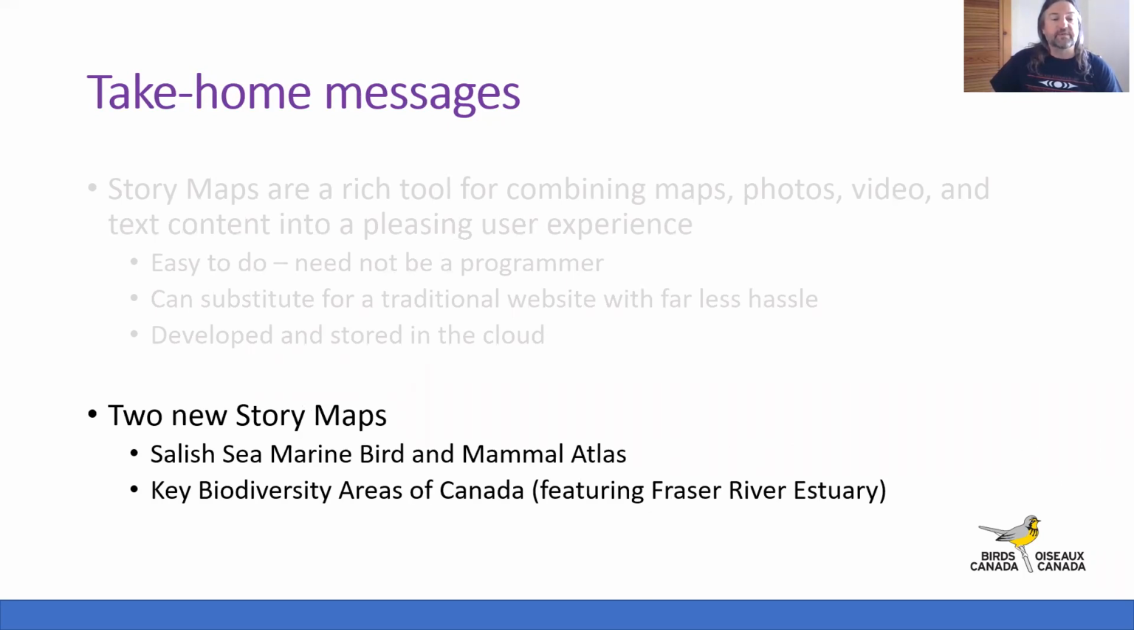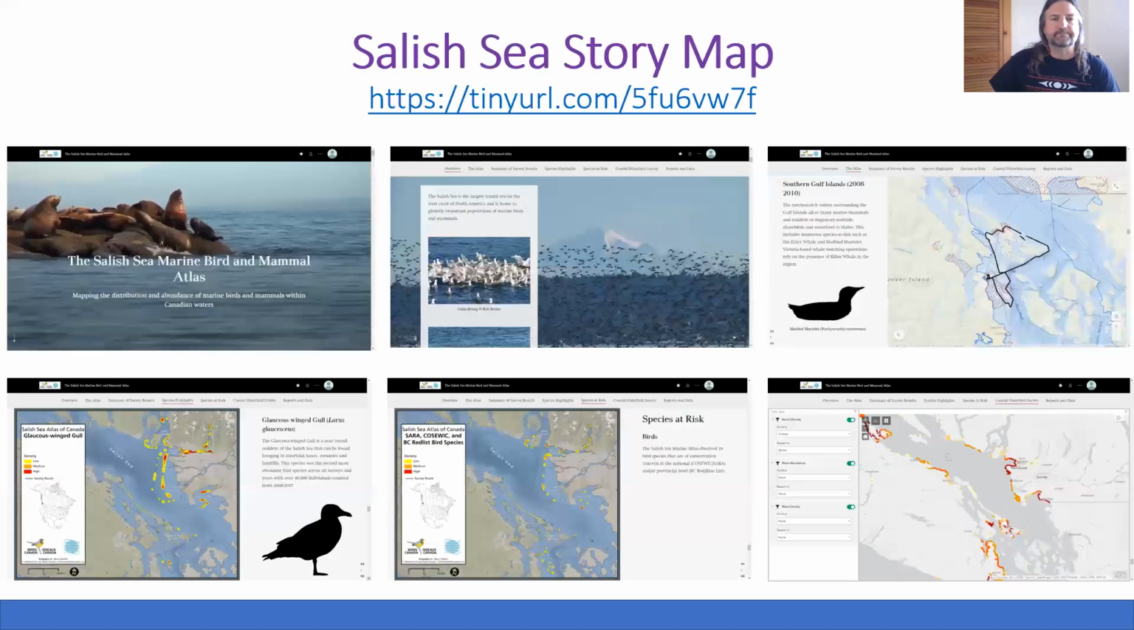So I'm going to give you a very brief introduction to two such story maps that we've developed recently. The first one concerning the Salish Sea Marine Bird and Mammal Atlas, and the second concerning the key biodiversity areas of Canada. So the first one, Salish Sea, brings together a number of data sets all into one package so that we can visualize the importance of the Salish Sea region in Canadian waters to marine birds and mammals.